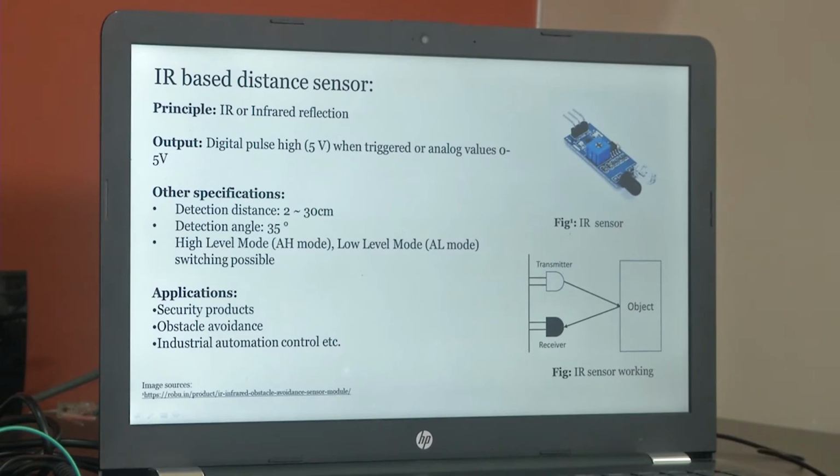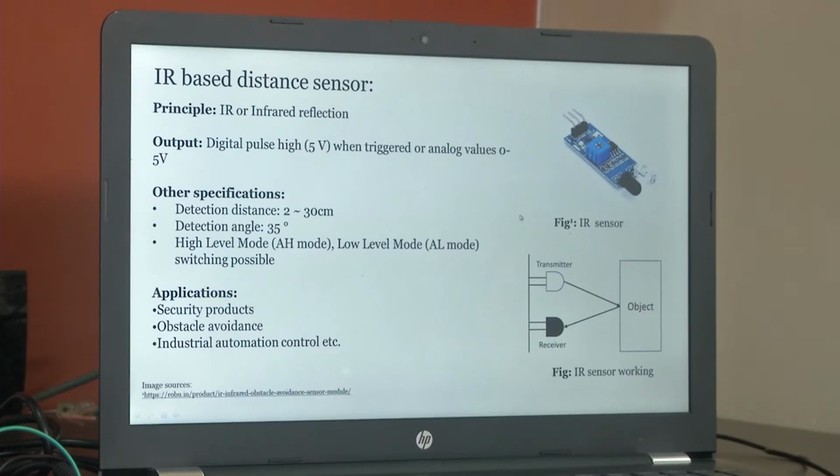So LM393. So what happens is, when the receiver detects the reflected light, it will measure its intensity, and based on this intensity, a comparison is done with the threshold that we have set using the trimmer. Okay. So based on this value, a digital output will be given out as either high or low. So this sensor module can either work in a high level mode or a low level mode, or active mode or passive mode.